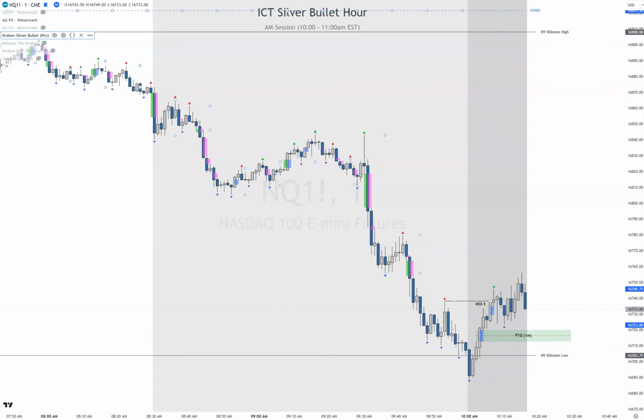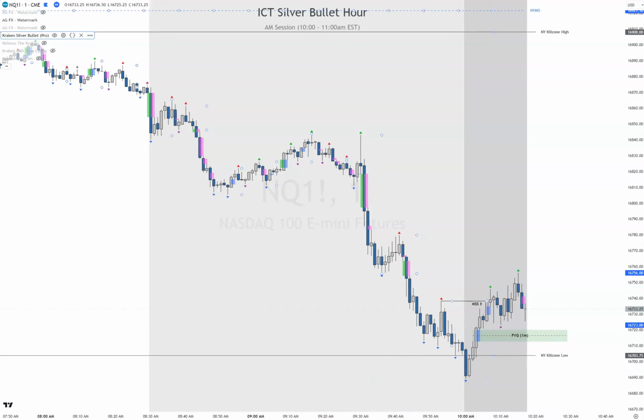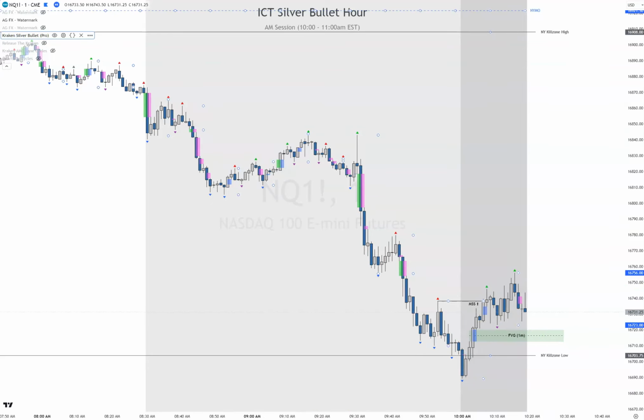And now on TradingView, I can't set limit orders, so I would enter right at the top of this fair value gap. But if it enters in there, wherever it does go, that's where I'm going to have to take my trade.